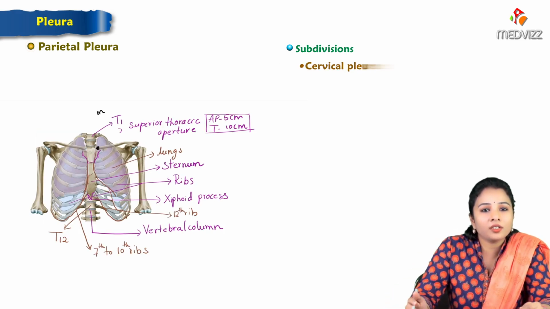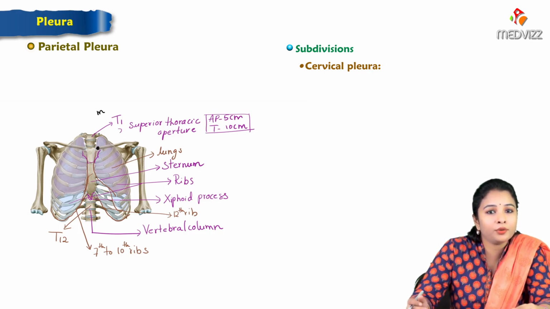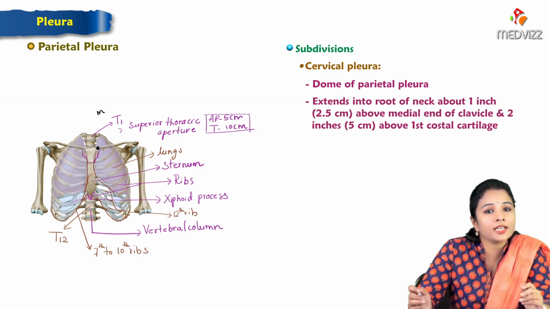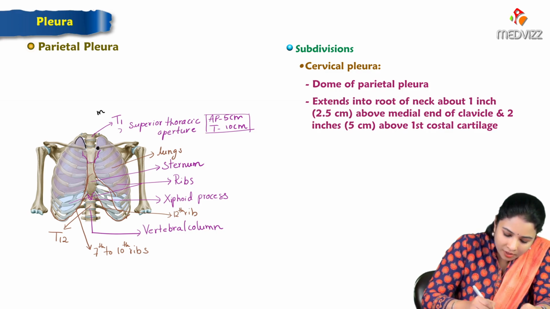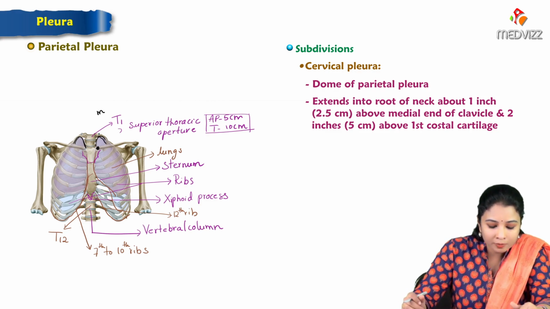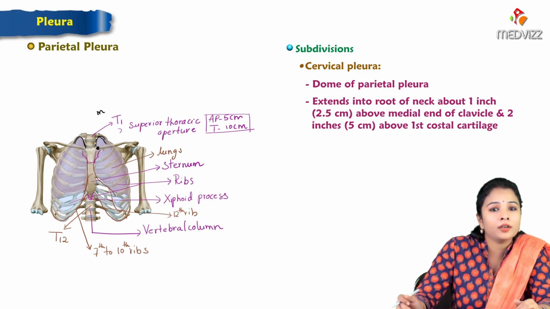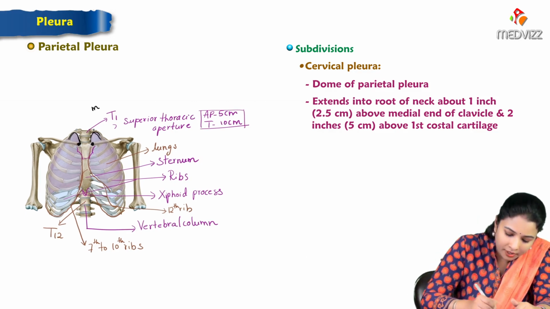Okay, let's talk about the cervical pleura. So this is the last part of the parietal pleura and it is a dome-shaped parietal pleura which extends into the root of the neck. So you can see here this dome-shaped structure which extends into the root of the neck beyond the first rib is called as cervical pleura, which is present on each side. And it is approximately 1 inch above the medial end of the clavicle. 1 inch means 2.5 centimeters. This is the medial end of the clavicle.